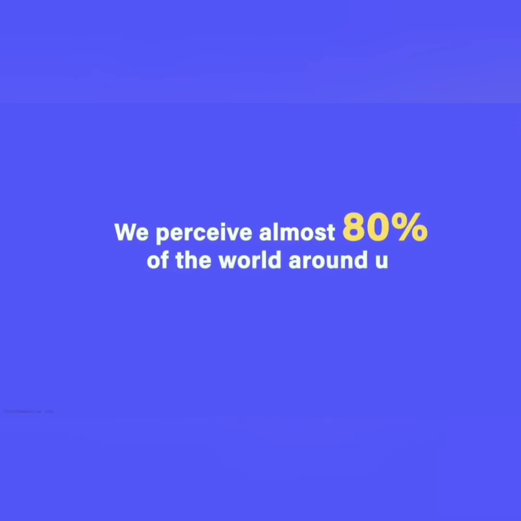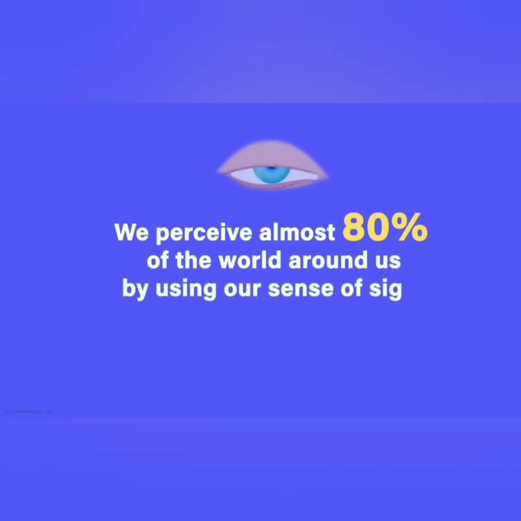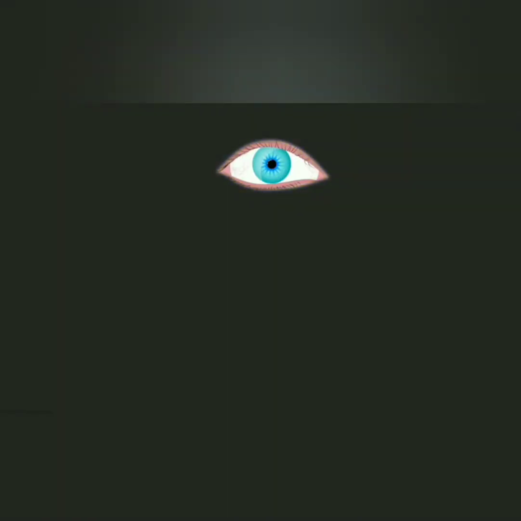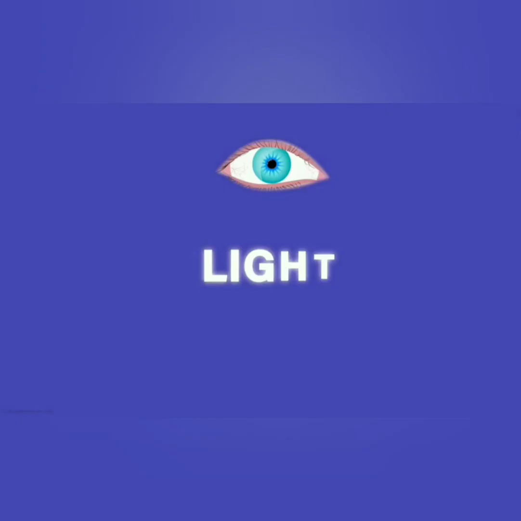Here is an interesting fact. We perceive almost 80% of the world around us by using our sense of sight. We see objects around us with our eyes, but then why don't our eyes see these objects in the dark? The answer to this question is light.